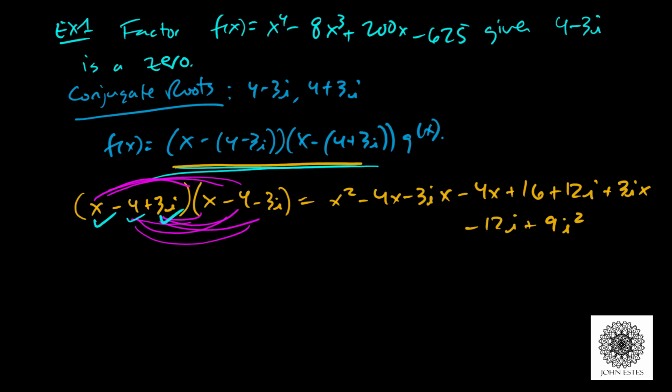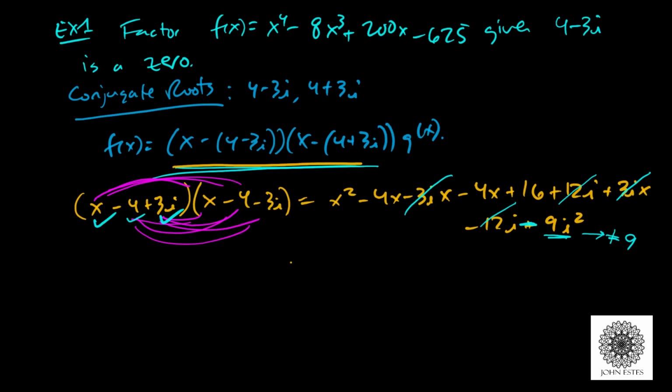Now if you notice some things cancel out, let's think what cancels out here for us. How about the positive 3ix and the negative 3ix? The positive 12i and the negative 12i. And we can also reduce this 9i squared, because remember i squared is the same as negative 1. So that's actually a negative 9. And I think I made a mistake here. This is actually a negative 9i squared. So actually this all becomes positive 9.